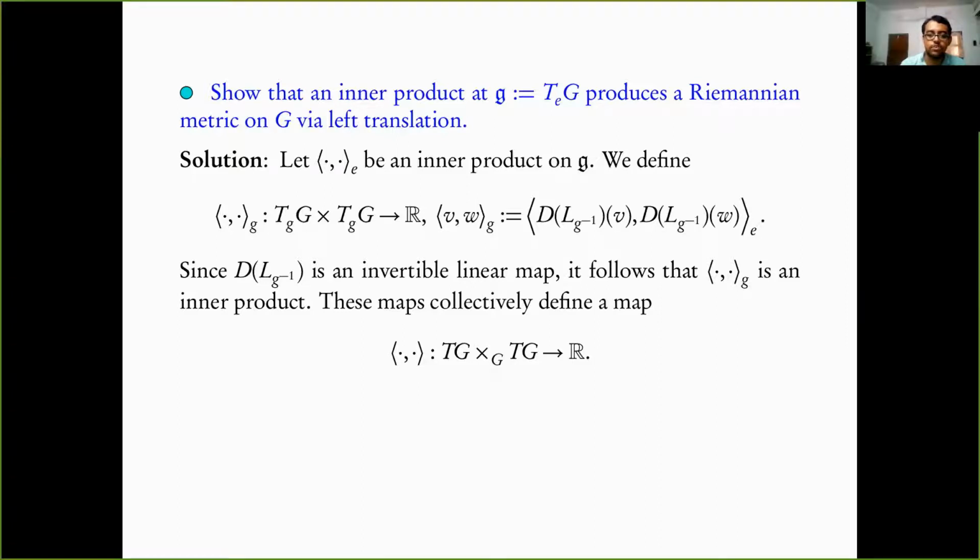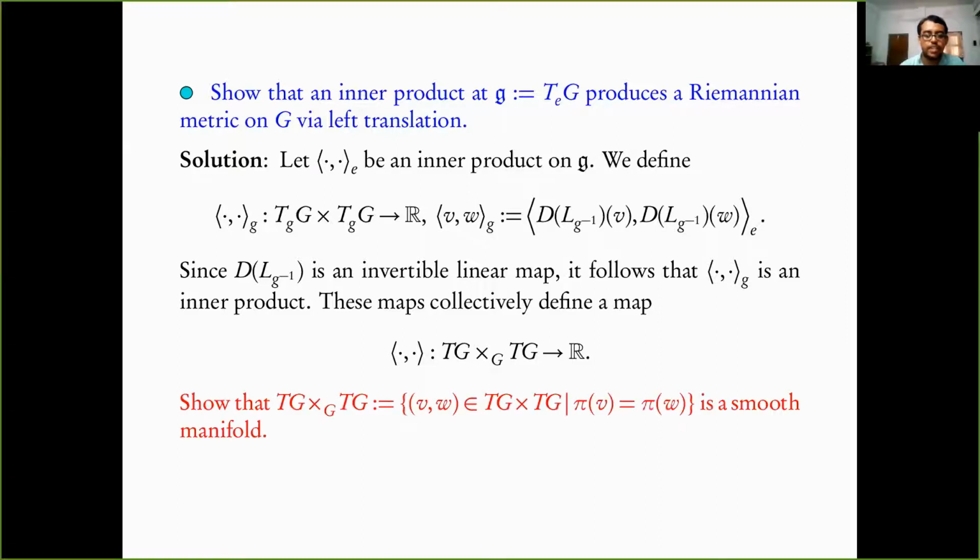So for those who might have forgotten, recall that we have defined this set TG fiber product TG over G to be all tangent vectors V comma W, a priori lying at different tangent spaces. But there's an identification which says you only look at V, W which are at the same point. So it's really like at every point you have two copies of the tangent space T_g G. Okay. So this is precisely where we want our Riemannian metric to be defined. Okay. So the exercise which I assigned in class, and I'll assign it once more if you haven't done it then, is that this is a smooth manifold.